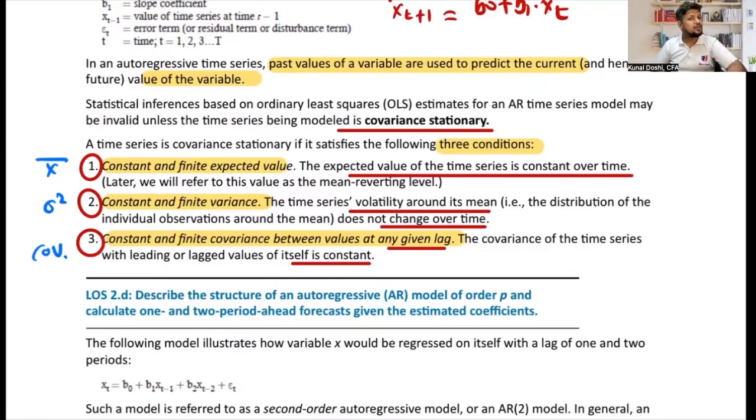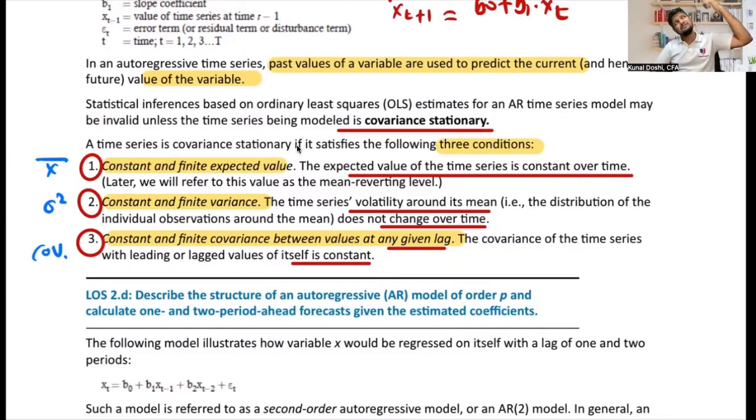Now you might be wondering what exactly it is. Just remember, covariance stationary is a property of the parameters. If you meet this property, then the model is reliable. You are good to go with the model. You can use the model. Otherwise, the model is invalid. So the model should meet all these three properties.